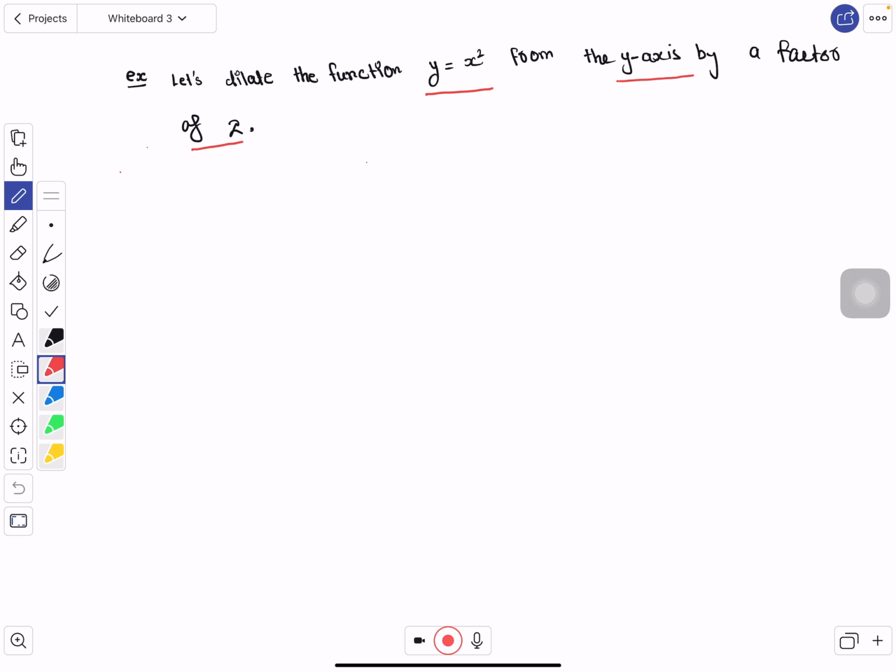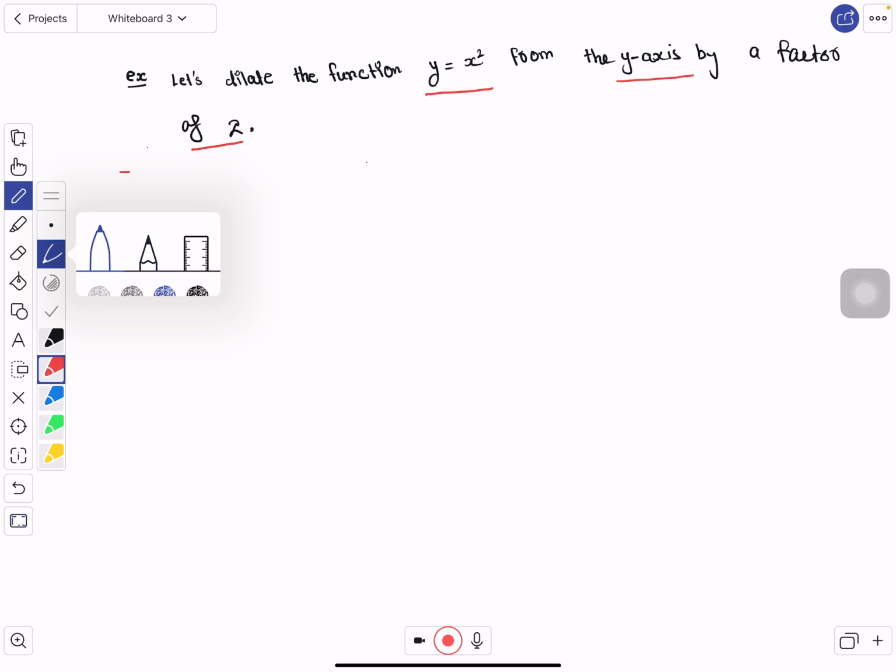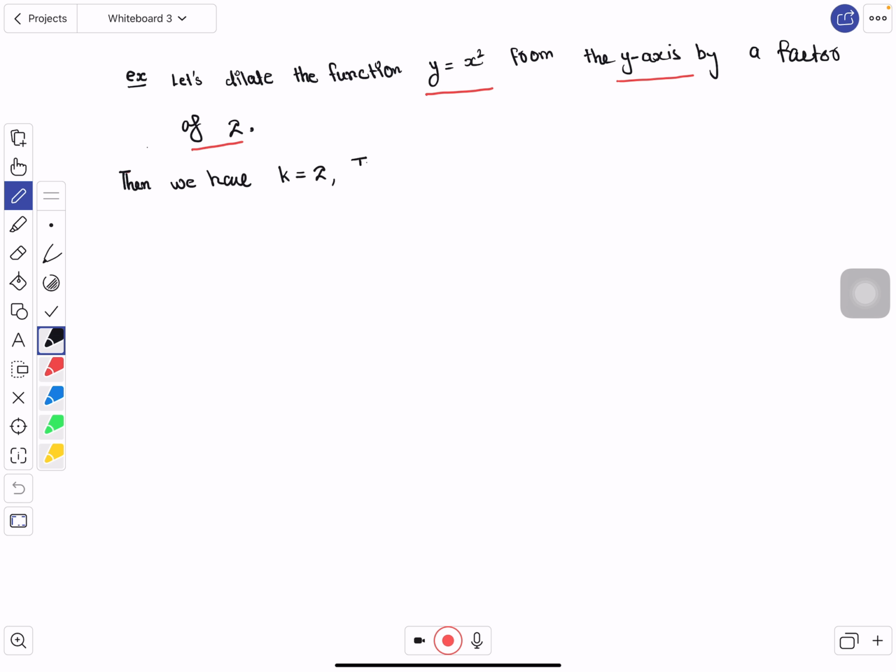We have the dilation factor, which is k, equal to 2. And the transformation matrix for dilating from the y-axis is given by k, 0, 0, 1.